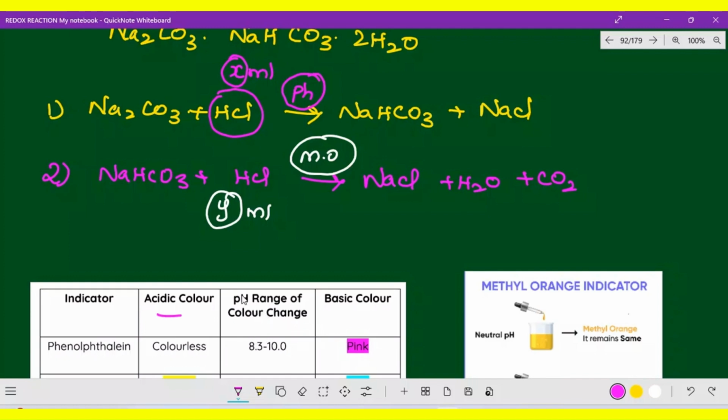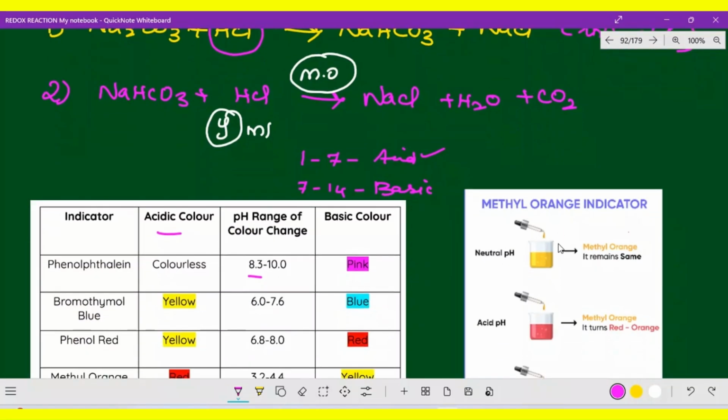What is the pH range of phenolphthalein? 8.3 to 10. On the pH scale, 1 to 7 is acidic and 7 to 14 is basic. Here 8.3 means it is basic, so only when it turns basic do you get a pink color. That means the first reaction is not completely finished, so it is incomplete. In the same way, for the second reaction, methyl orange is used as an indicator.